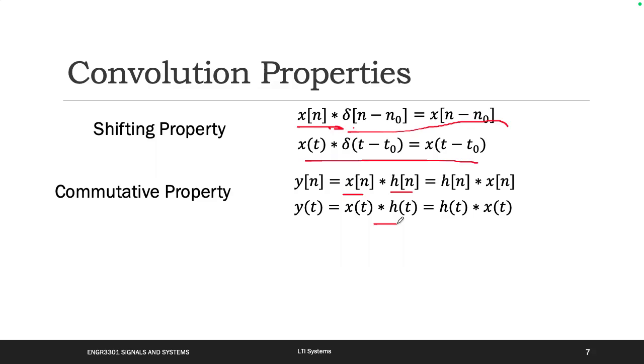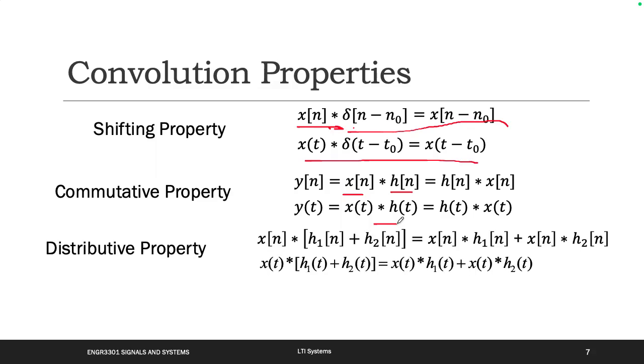Okay, and then the distributive property, which means if there is a parenthesis, you can remove this parenthesis, and then it will equal this form. It is similar to multiplication, but it is convolution. And for the CT signal, it is a similar equation. Just remove the parenthesis. We call it the distributive property.